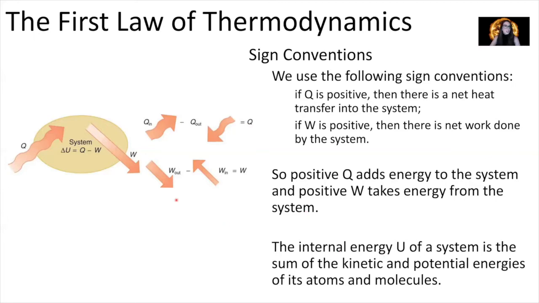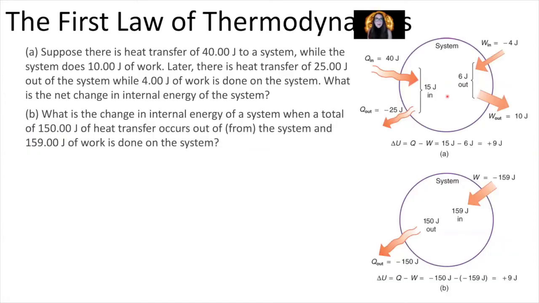And the internal energy U of our system is the sum again of all the kinetic and potential energies of all the atoms and molecules wiggling around inside that system. Now we're going to apply the first law of thermodynamics to a problem so you can see it in action. Suppose there is a heat transfer of 40 joules into the system, so that will be Q in, while the system does 10 joules of work. If the system does work on its surroundings, that's a work that we call out. That's a work out of the system. It's doing work on its surroundings. That's an output work that the system does.